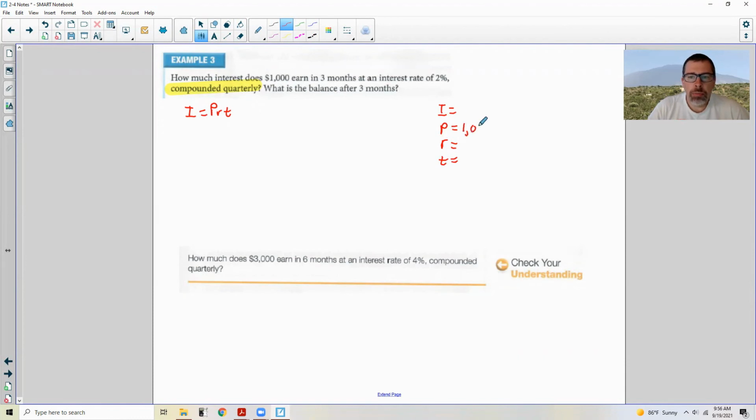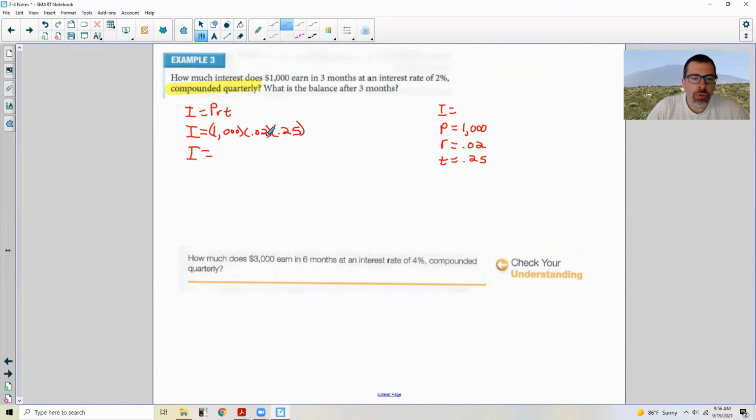$1,000 is the P, principal. 3 months is the time, but we want it in a portion of a year. So 3 months is 1/4 of a year. So that's going to be 0.25 or a quarter. And the interest rate is 0.02, 2%. Okay, so then when we solve this, we just simplify by substituting in and then solving. So P is 1,000, R 0.02, and T 0.25.